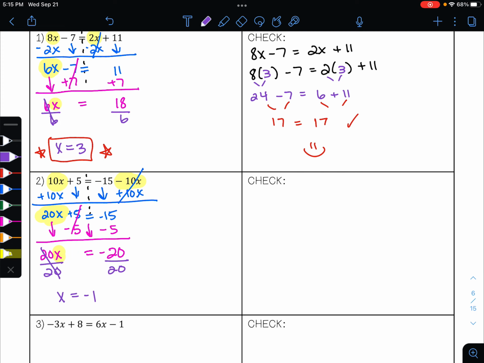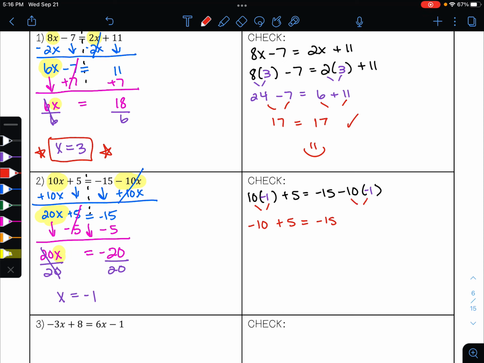I'm going to go ahead and check my work. Every time I see an x in my original equation, I'm going to replace that with the solution that I found, which was negative 1. From here, I'm going to use the order of operations. 10 times negative 1 is negative 10. Bring down my plus 5, my equal sign, my negative 15.